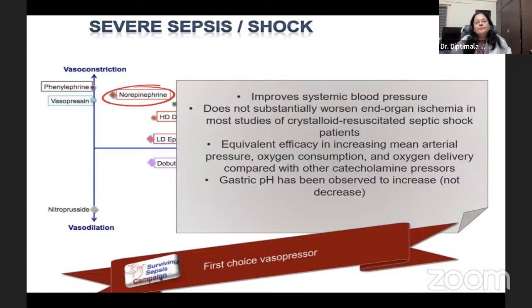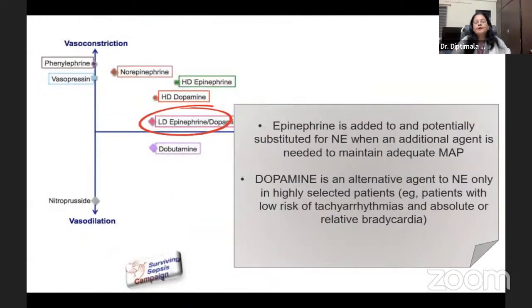So norepinephrine, it improves the systolic blood pressure, does not substantially worsen end-organ ischemia in most studies of crystalloid resuscitated septic shock patients. Equivalent efficacy in increasing mean arterial pressure, oxygen consumption, and oxygen delivery compared with other catecholamine pressors. Gastric pH has been observed to increase. Epinephrine is added to and potentially substituted for norepinephrine when an additional agent is needed to maintain adequate mean arterial pressure. Dopamine is an alternative agent to norepinephrine only in highly selected patients.